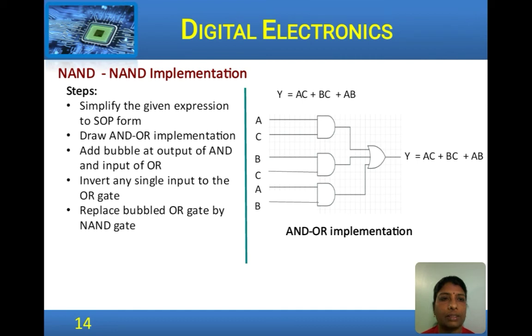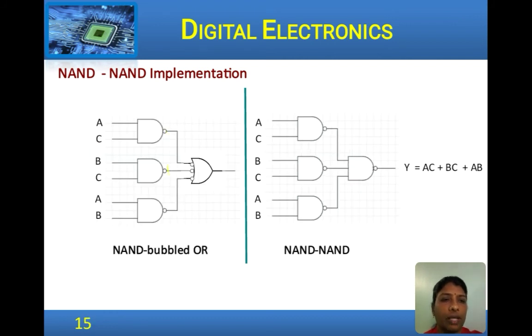So, with an example, let us see how to proceed with it. Given this expression y is equal to AC plus BC plus AB, first implement it using AND OR implementation. Then add a bubble to the output of the AND gate and input of the OR gate. As you can see, a bubble and a bubble. So, double complement will give the original value. So, the value does not change. Now, bubbled OR can be replaced by a NAND gate. They are equivalent. So, replace it, we get a circuit with all NAND gates. So, a sum of product can be implemented using NAND and NAND gates, 2-level NAND gates.